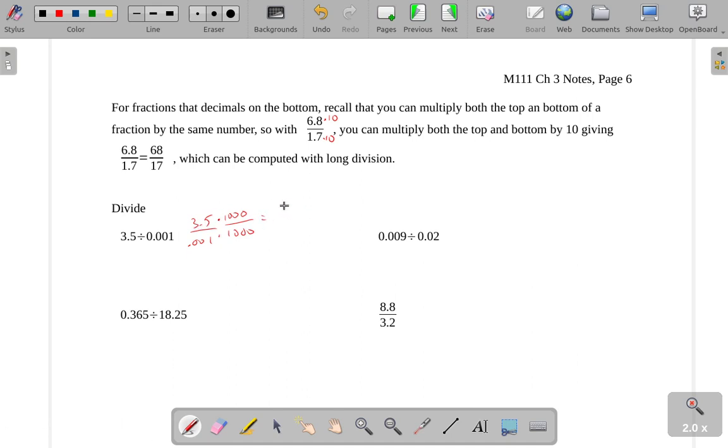That's going to move my decimal place up top over 3 places. It's 1, 2, 3 places. And 1, 2, 3 places on the bottom. We just get 3,500 divided by 1, which is 3,500.